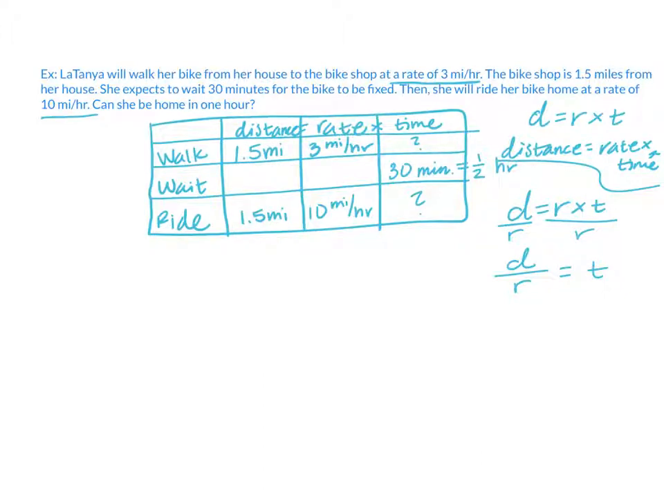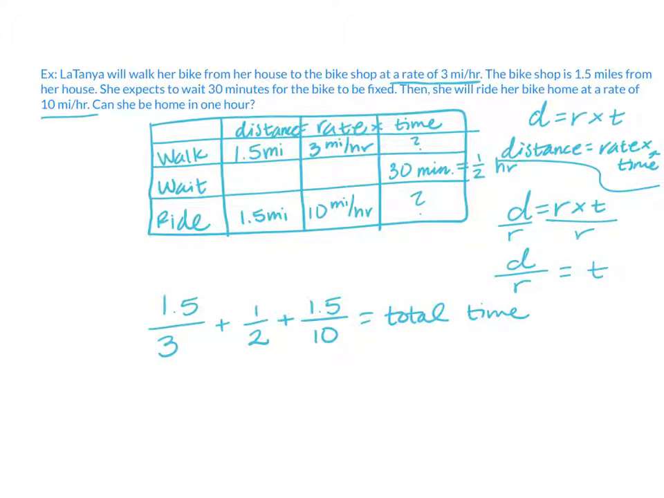I'm going to have a setup for how long it's going to take her to walk, how long it's going to take her to ride, and how long it took her at waiting. So it's going to be 1.5 over 3 for the walking, plus 1/2 for the waiting, plus 1.5 over 10 for the riding. And that must be the total time it takes her to go from her house to the bike shop, get her bike fixed, and then come back from the bike shop to her house.